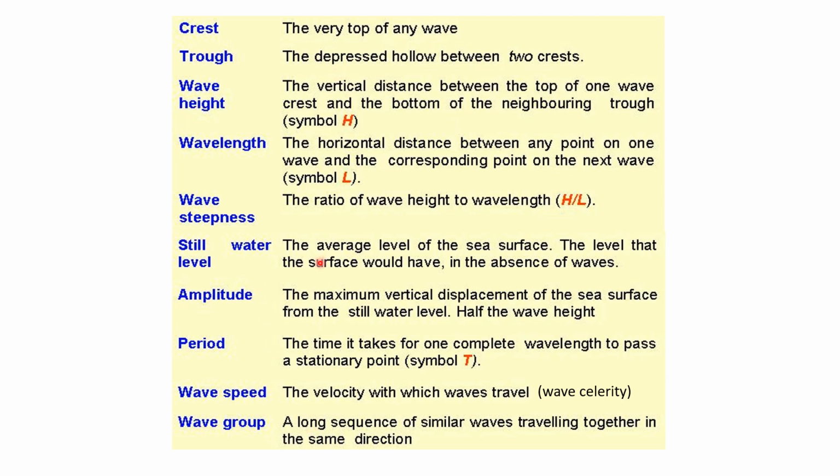More specifically, we want to look at wave steepness. Wave steepness is the ratio of wave height to wavelength, H over L. Now, if you recall the small amplitude wave theory, it means that the wave height must be small compared to the wavelength.